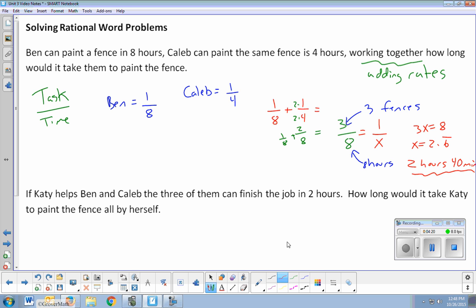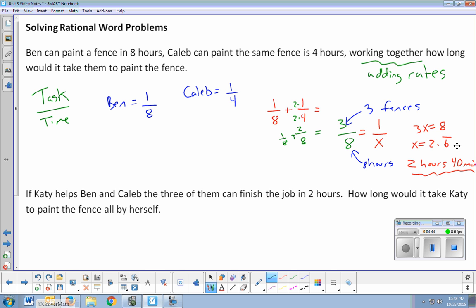So these questions have a couple of steps to it. A, turning each into its own rate, adding the rates together, but then that's only really half the problem. 3/8 is really a weird answer, so I have to translate that into an answer of how long would it take to paint one fence, and we get 2.6 repeating. But then what is that really in terms of hours and minutes?